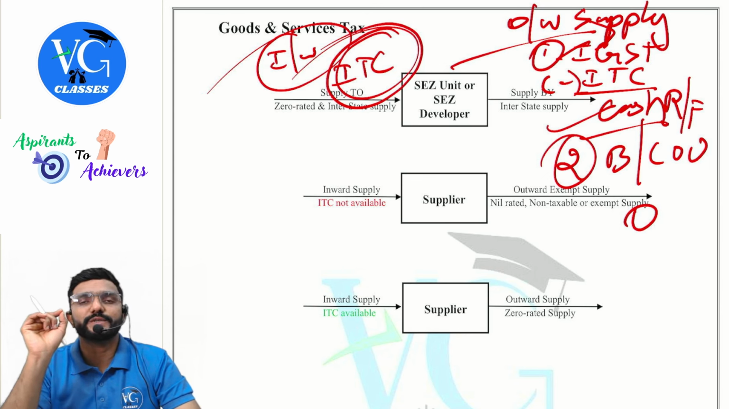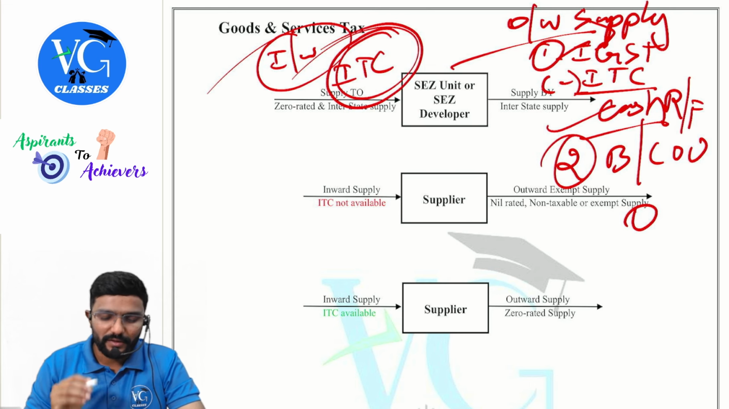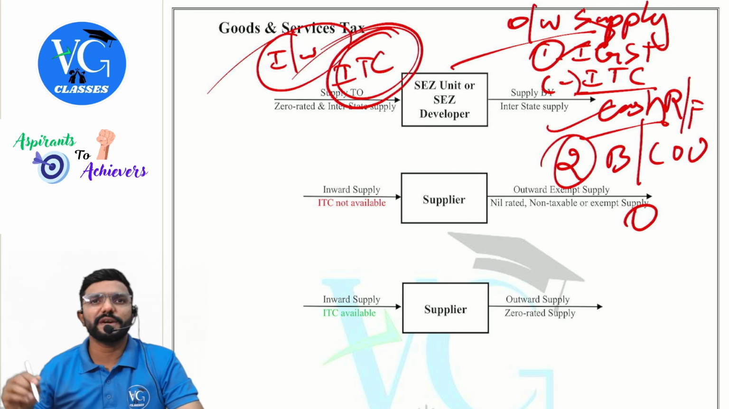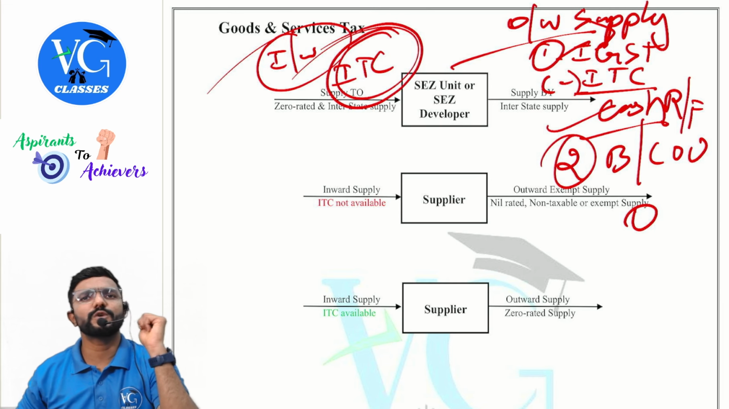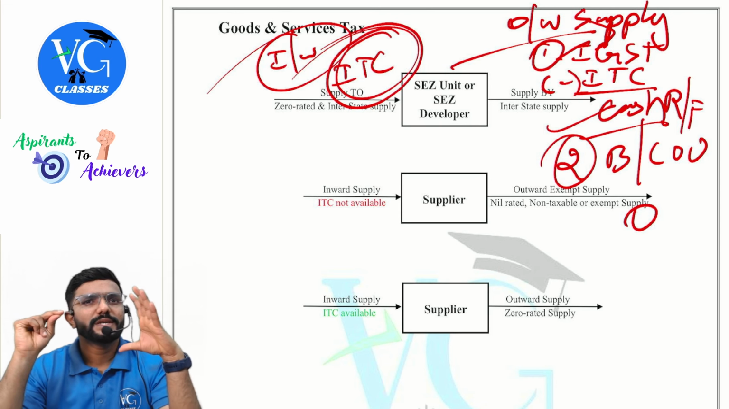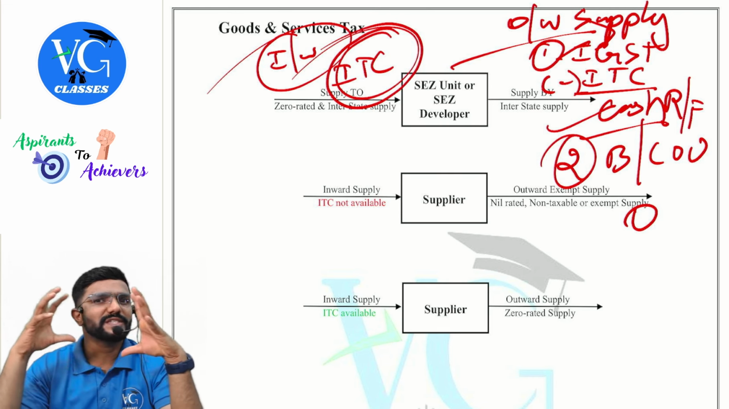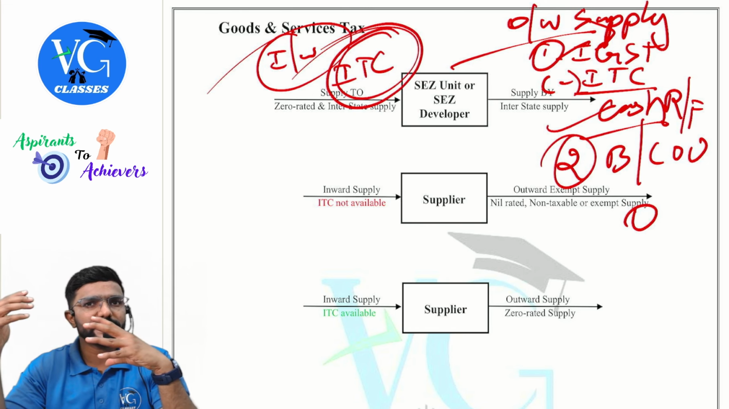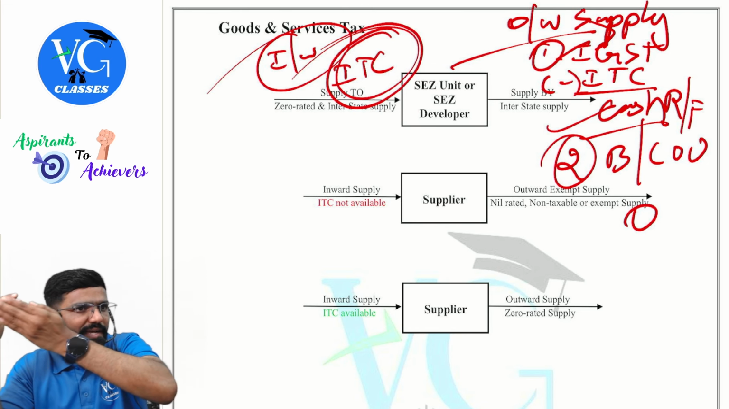These are the two options the zero rated supplier will have. Not only yours, whenever my outward supply is zero rated, that is actual export also, I have two choices, guys. What are the two choices? Sir, on my zero rated supply, which is outward supply, I can pay IGST by utilizing whatever ITC I have.